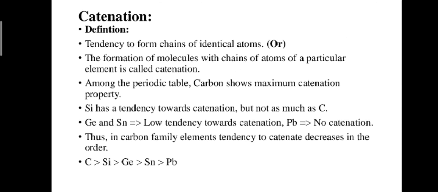Catenation. Definition: the formation of molecules with chains of atoms of a particular element is called catenation. Among the elements of the periodic table, carbon shows the maximum catenation property. Silicon has a tendency towards catenation but not as much as carbon. Germanium and tin show a low tendency towards catenation. Lead has no tendency towards catenation.